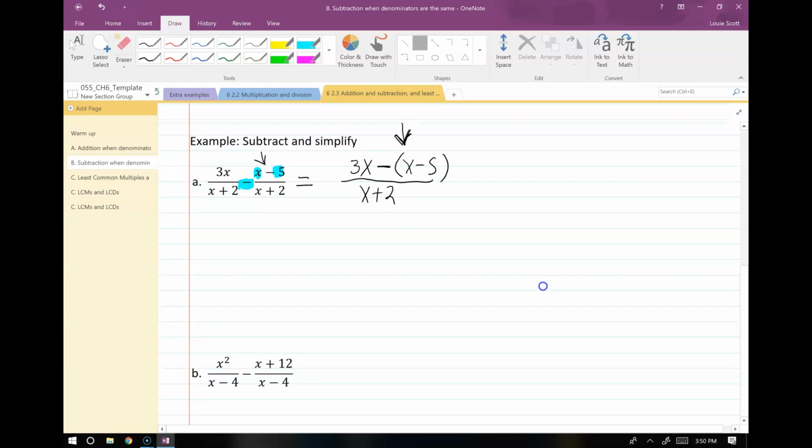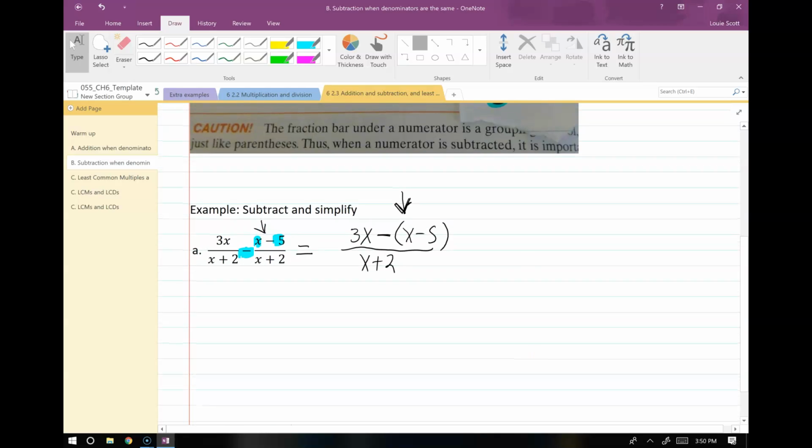And we'll come back to some more of those examples if we have time. But that's really the only difference between subtraction and addition, just making sure that you do this. That's it. Besides that, it's the same.